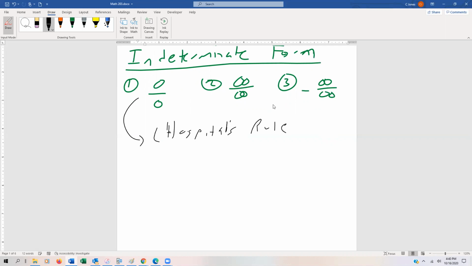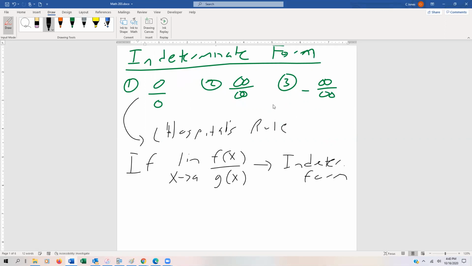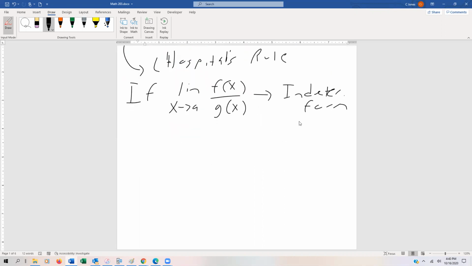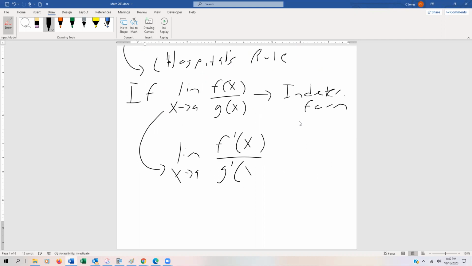All right. And L'Hopital's rule says that if the limit as x approaches a of f of x over g of x, so a rational function, produces an indeterminate form, then what we can do is evaluate this by taking the derivative of the top and the derivative of the bottom. So that's the limit as x approaches a of f prime of x divided by g prime of x.